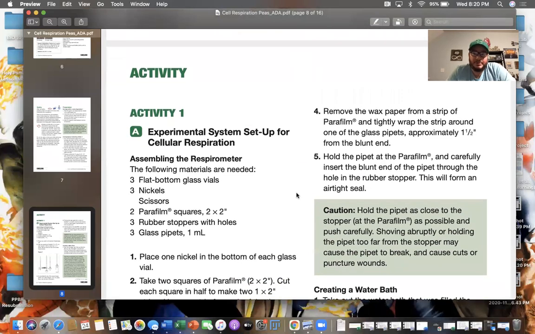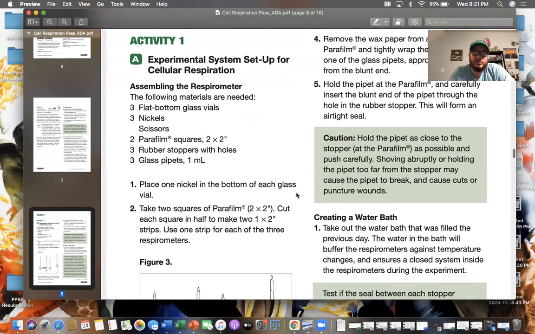All right. So with the prep out of the way, we're going to jump right into activity 1, the experimental setup for cellular respiration, where we're going to be assembling our respirometer. So the following materials are going to be needed. We have our 3 glass vials, flat bottoms. We have our 3 nickels. We have scissors. We have our parafilm squares. We have our rubber stoppers. We have our pipettes.